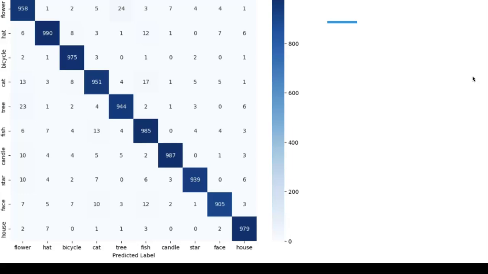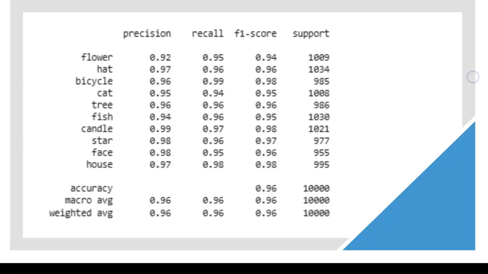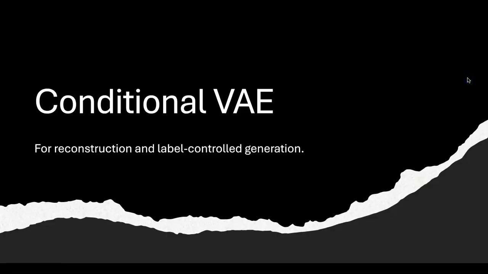This confusion matrix shows us the differences between each class. That was my F1 score. For the next part, I built a conditional variational autoencoder. This compressed the sketches into a compact, smooth latent space, and it learned how to reconstruct or generate a new image, either based on previous image input or a label.